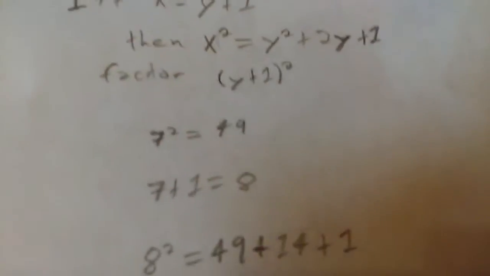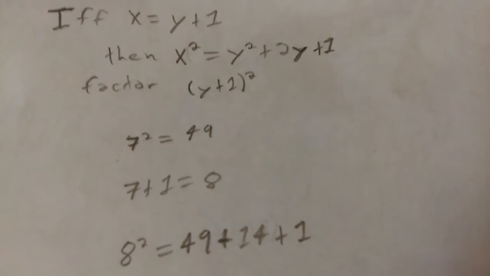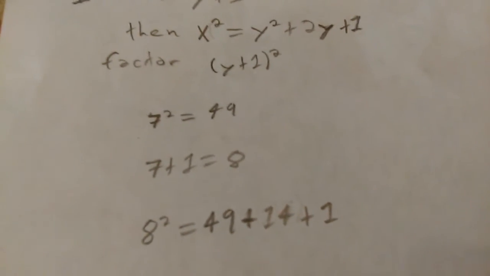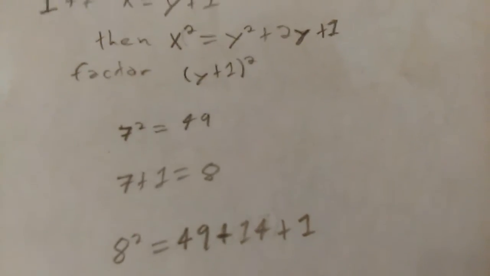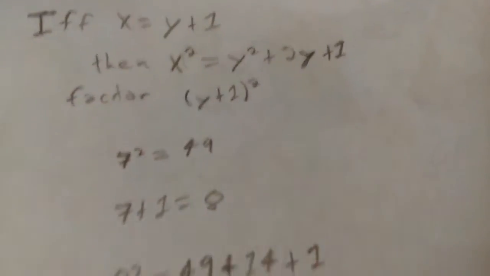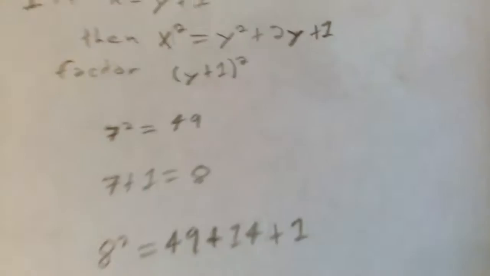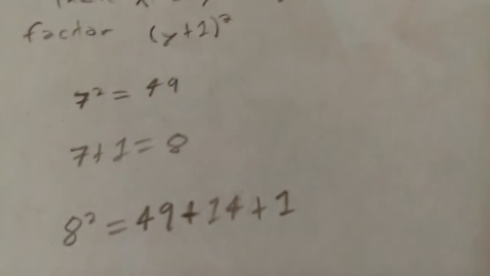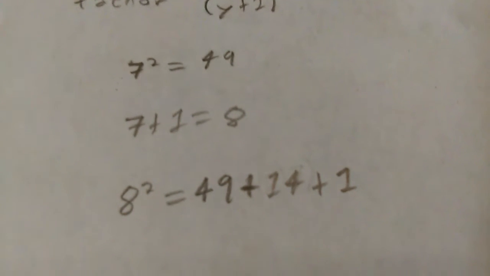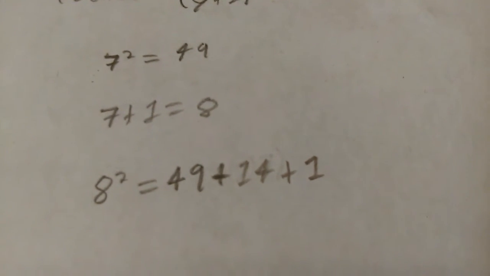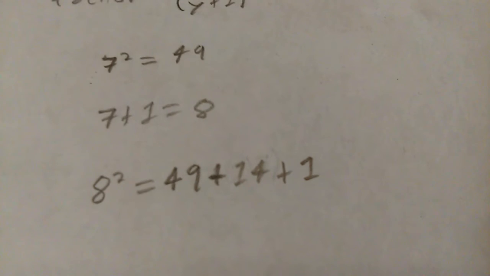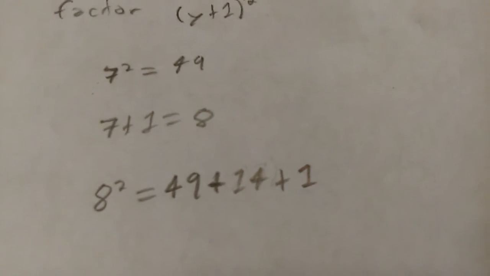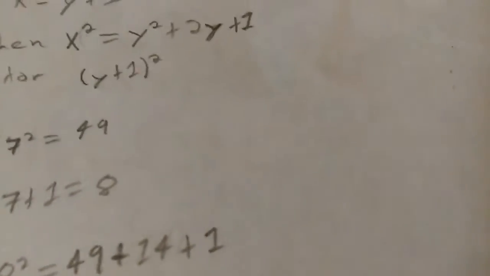Say we have, for example, the number 7. Let's say 7 is equal to y. So y plus 1 equals x, as I established. So 7 plus 1 equals 8. So what we have is 8 squared equals 49 plus 14 plus 1. So 49 plus 15 equals 64. So it works.